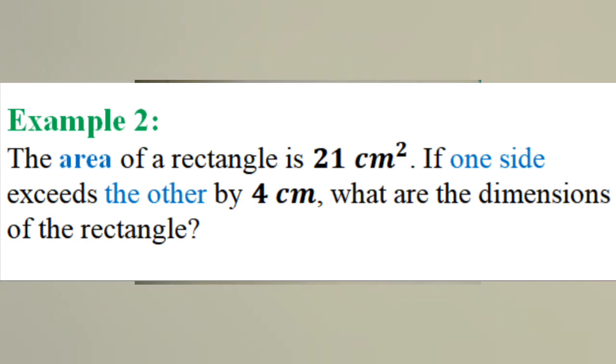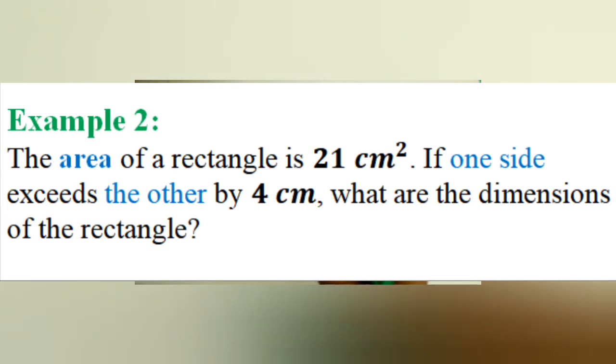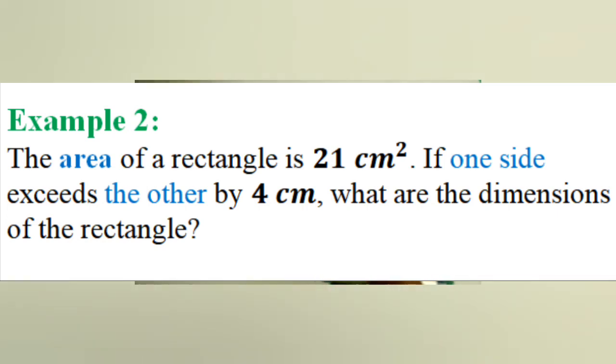ወደ ሁለተኛው ኤግዛምፕል ስንመለስ ሁለተኛው ኤግዛምፕል: the area of a rectangle is 21 centimeter square. If one side exceeds the other by 4 centimeter, what are the dimensions of the rectangle?